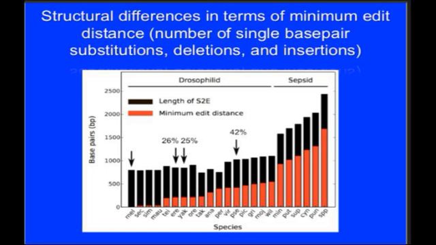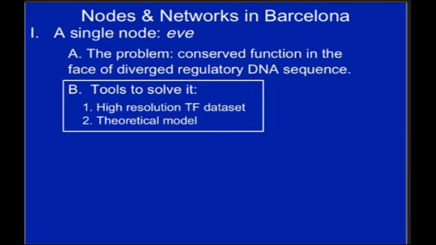So this is a really basic and fundamental problem, which is how is it that you're able to conserve function when the DNA sequence is not being conserved at all? Okay, this is a very basic problem in evolutionary biology. So how to attack it?